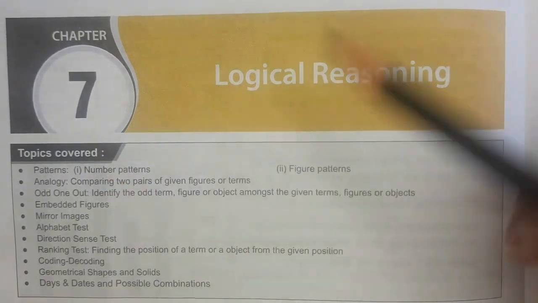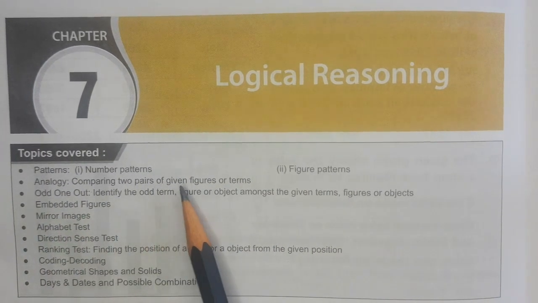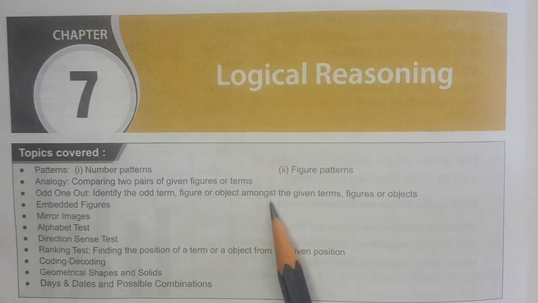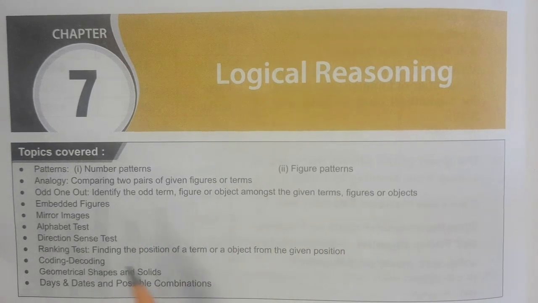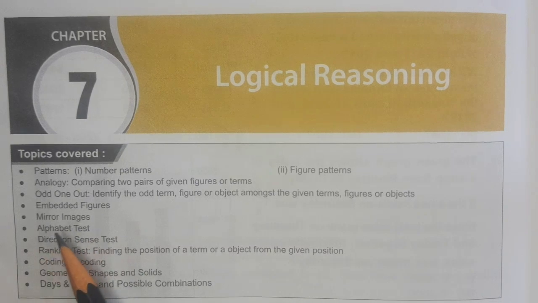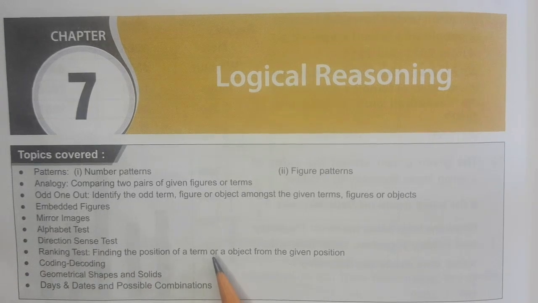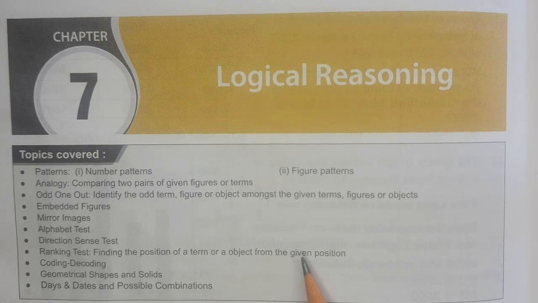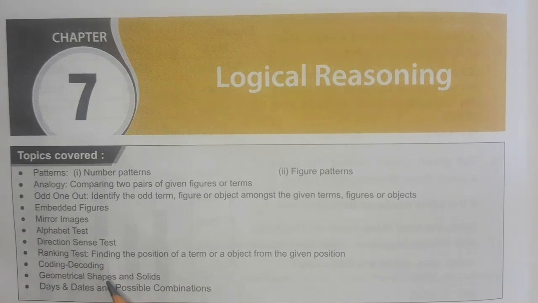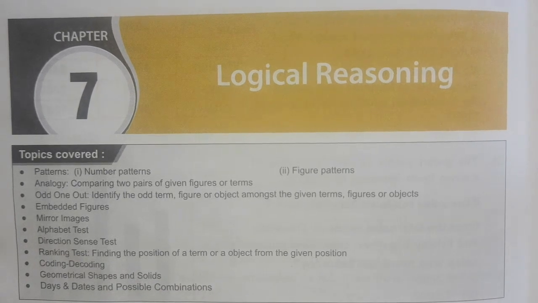Topics which will be covered as a part of this chapter are patterns, number pattern, figure patterns, analogy comparing two pairs of given figures or terms, odd one out, identify the odd term, figure, or object amongst the given terms, figures, or objects, embedded figures, that is, figure within a figure, mirror images, alphabet test, direction sense test, ranking test, find the position of a term or an object from the given position, coding, decoding, geometrical shapes and solids, day and dates, and possible combinations.